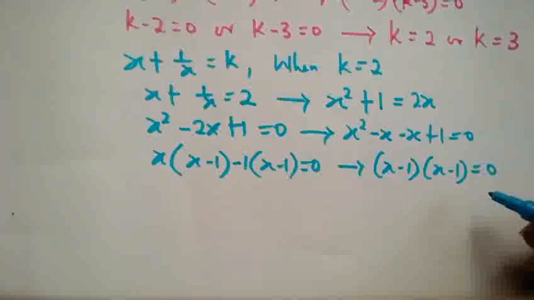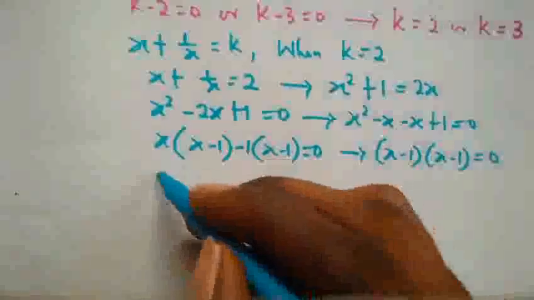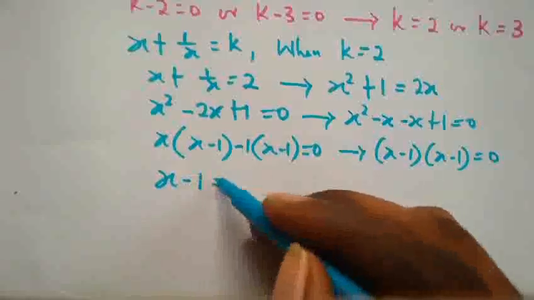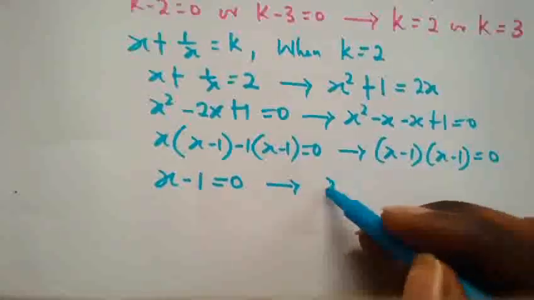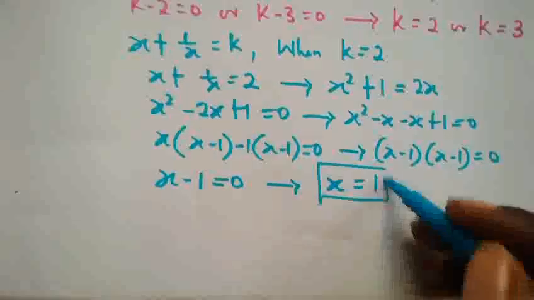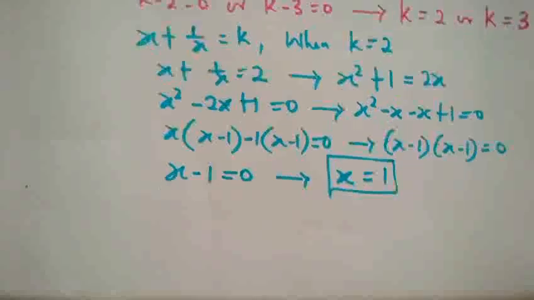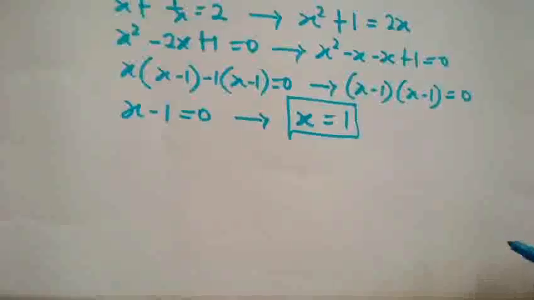So we can see that we're having a repeated root here, so we just take one of it, so we have x minus 1 is equal to 0. Therefore x is equal to 1. So this is the first value of x. Okay, now don't forget that the other value of k is 3.